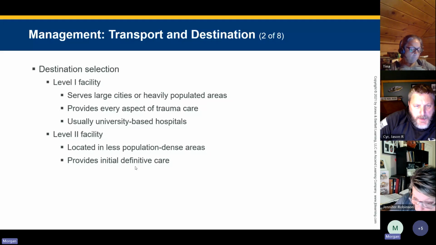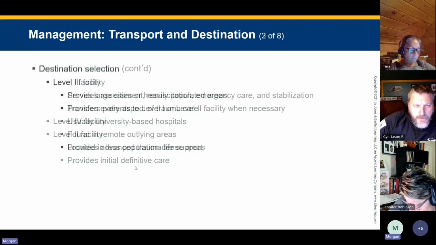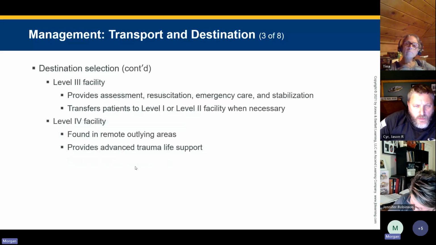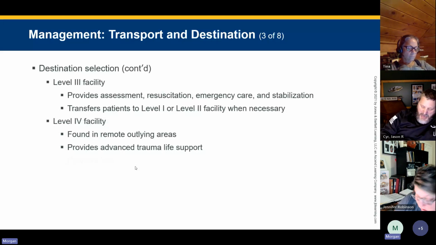A level 2 is located in a less populated area, and they have initial definitive care. But I think they're also neurological. There's certain criteria, but level 3s provide assessment, resuscitation, emergency care, and stabilization. A level 4, I think, is like ABH, where our hospital is a level 4. But UCVH is a critical access hospital, so they have even less than ABH does. That's where I used to work out of, and we used to call a chopper a lot more than we do now.